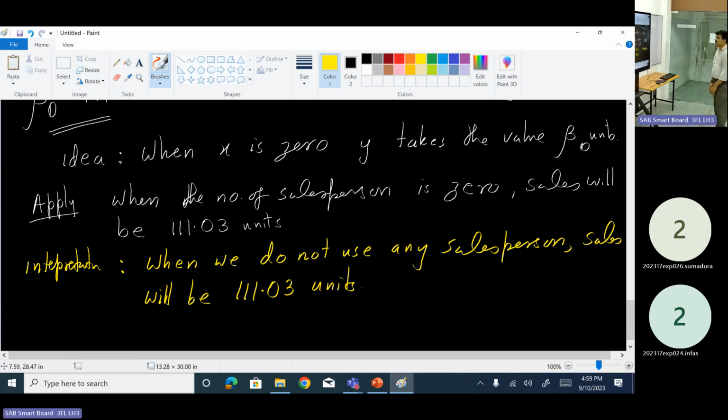Right. So we know how to develop the model, how to get those coefficients, and how to interpret those coefficients. The important thing is when you interpret, you apply the idea, then you put it in a form.